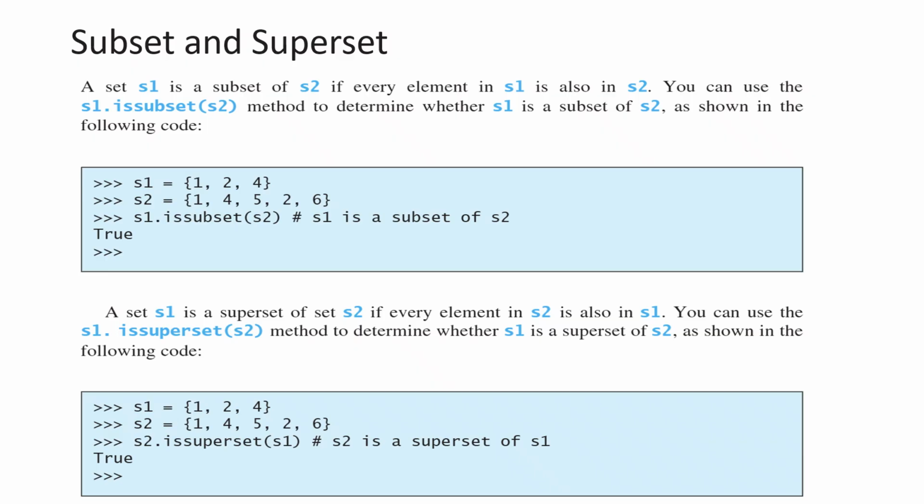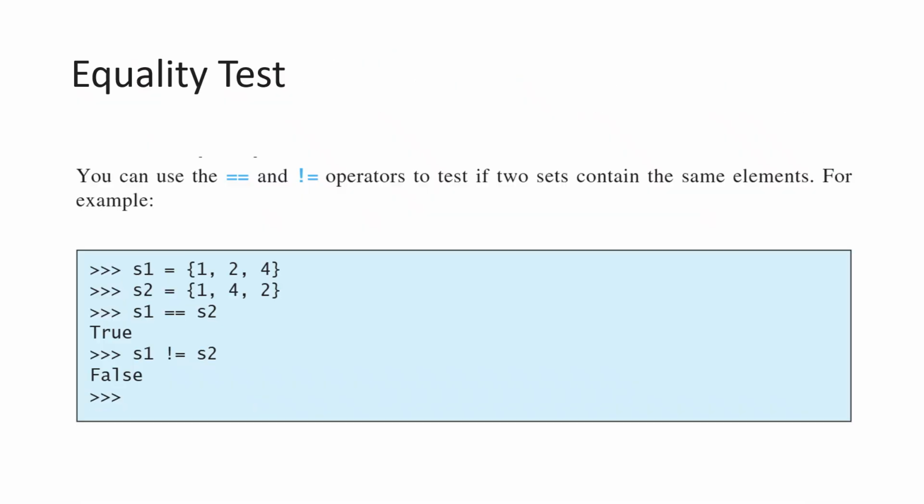A set s1 is a superset of s2 if every element in s2 is also in s1. You can use the s1.issuperset of s2 method to determine whether s1 is a superset of s2, as shown in the following code. s1 is equal to 1, 2, 4, s2 is equal to 1, 4, 5, 2, 6. s2.issuperset of s1: s2 is a superset of s1, so it will return true.